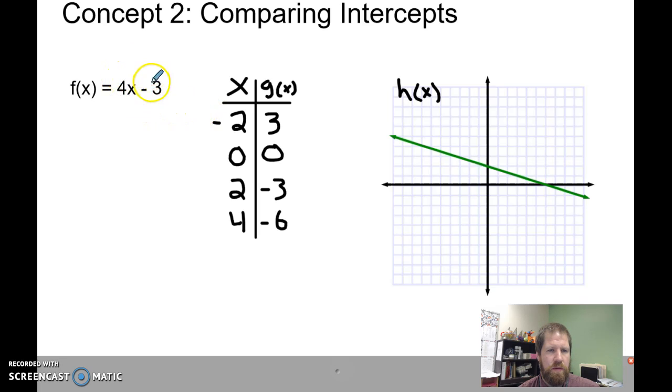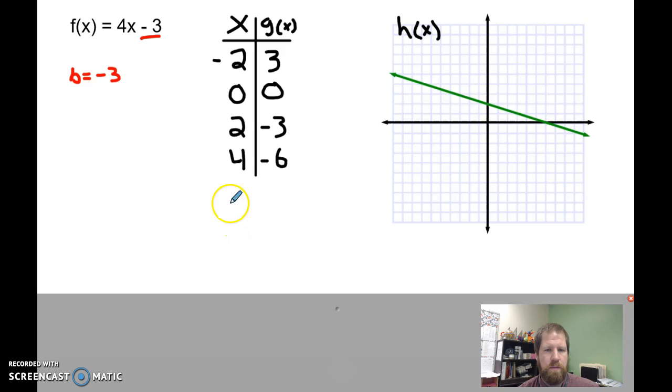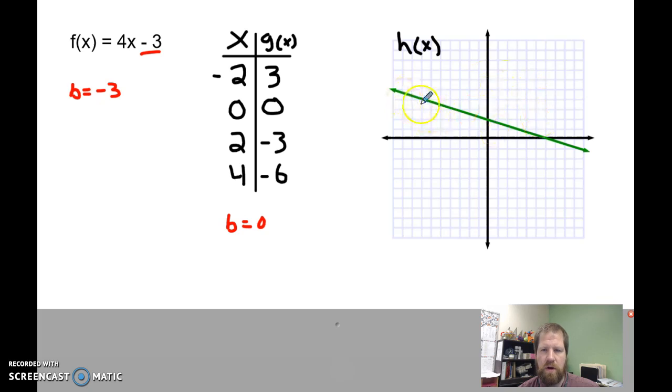For slope-intercept form, we have our intercept right there, our b, which is equal to -3. For our table, it's nice because we have it right here. Wherever x is 0, our y value is going to be our intercept. So our b for our table is equal to 0. And for our graph, we're looking for wherever it crosses the y-axis. In this case, we've got it at a positive 2. So b for this one is equal to 2.